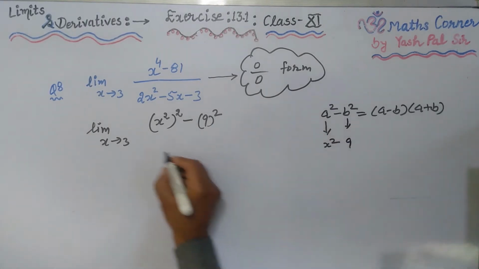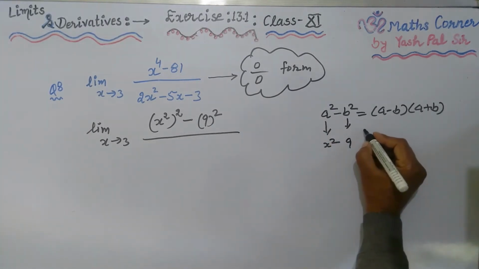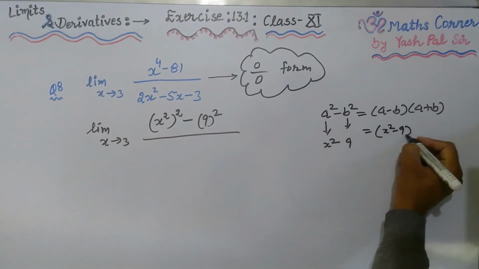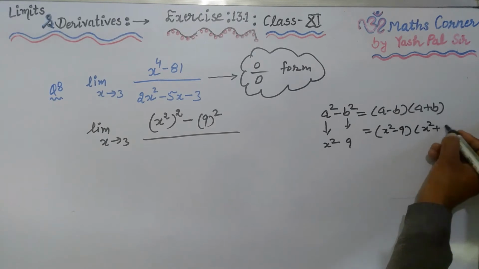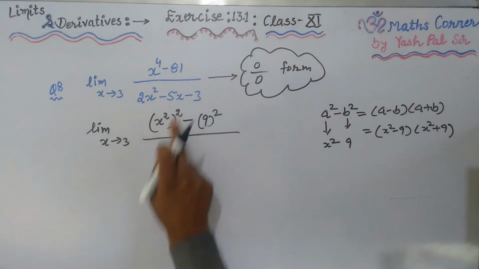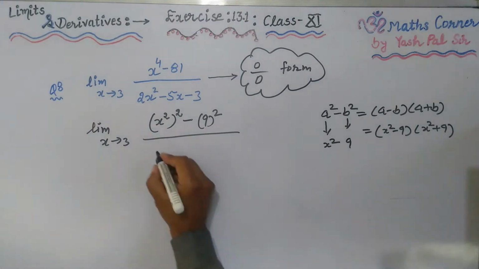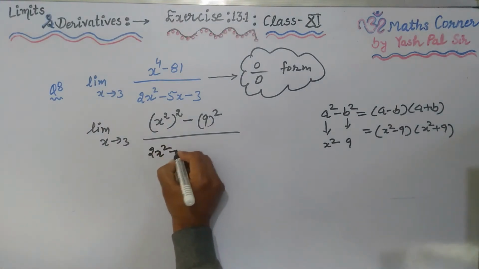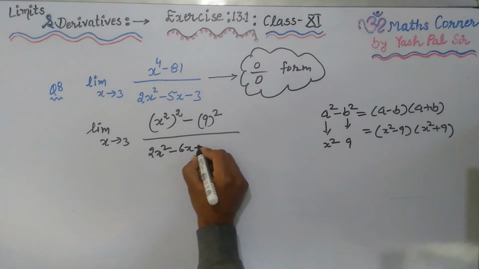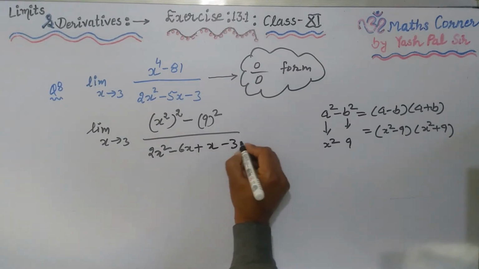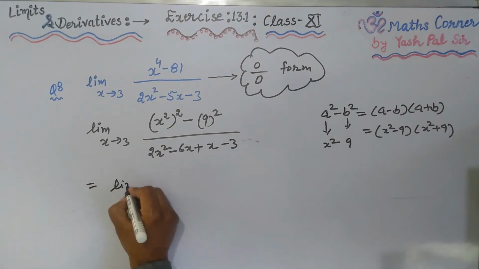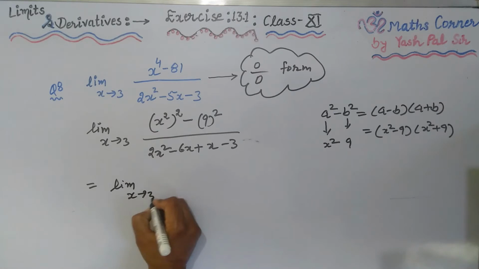So the factors will become x square minus 9 into x square plus 9, right? In the denominator, 2 into 3 minus 6. Okay, so we write 2x square minus 6x plus 1x minus 3. So this way this is equal to limit x approaches to 3.